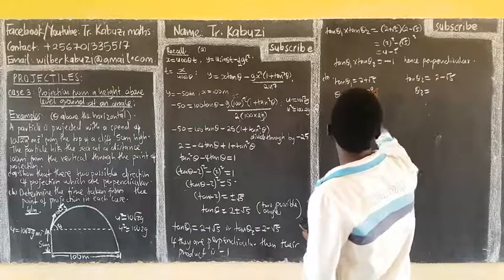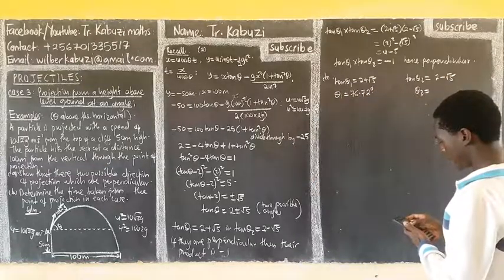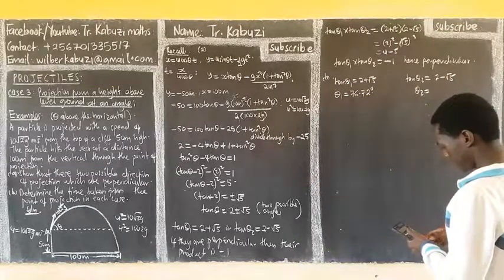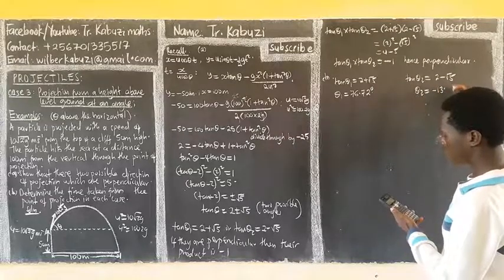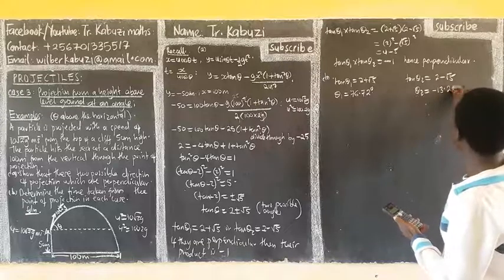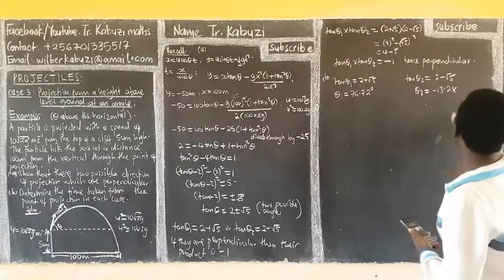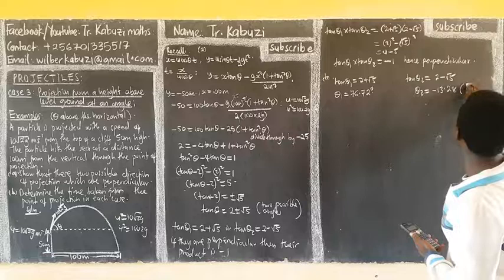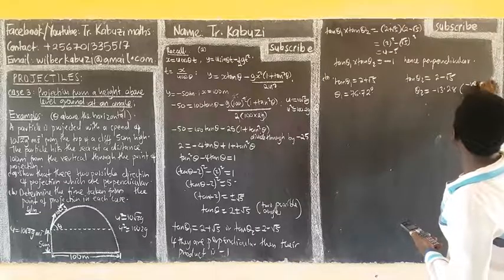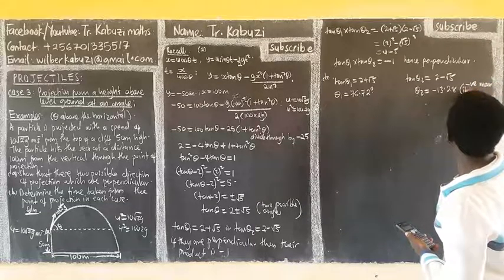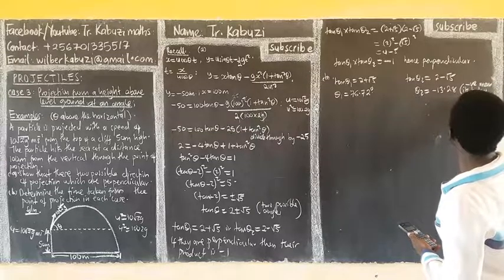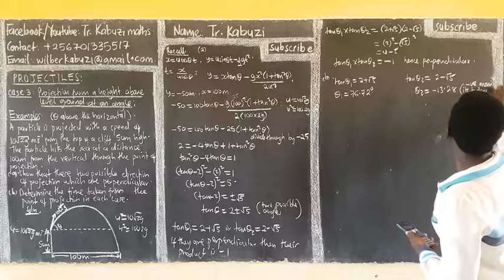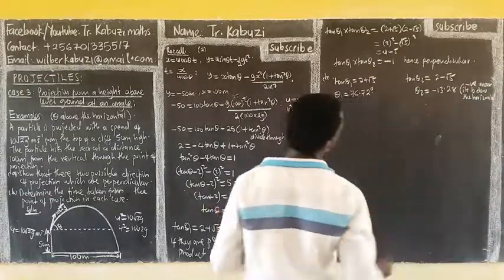So here I'm getting 76.72 degrees. Yet here I'm getting minus 13.28. But what does this negative show? It shows that it's below. Negative means it's below the horizontal. That's the interpretation there.